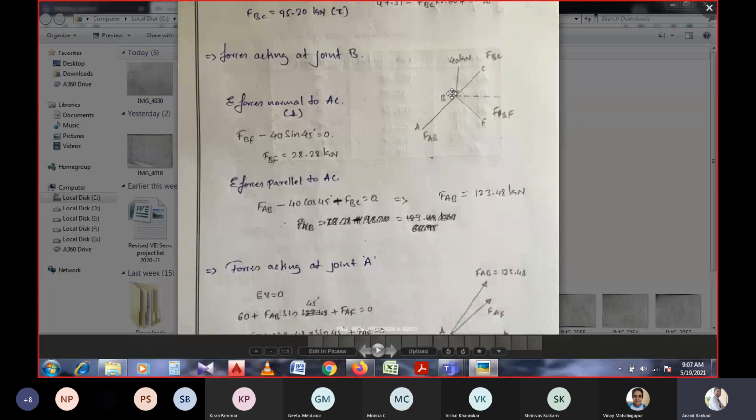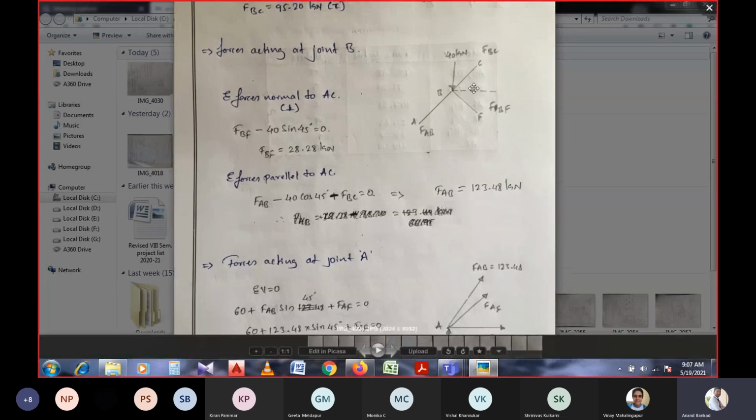After that, we move to joint number B. In joint B, we have obtained FBC, but FBF needs to be calculated over here. So FBF and FAB need to be calculated. For that reason, the AC member is taken.